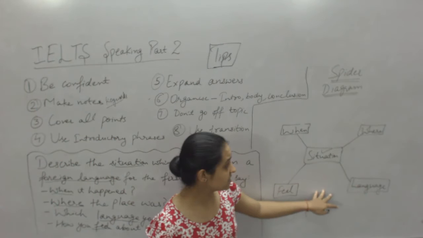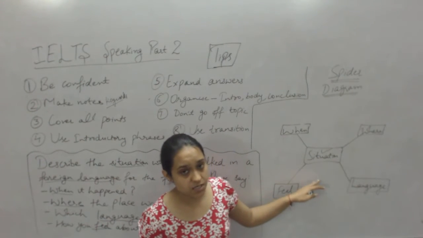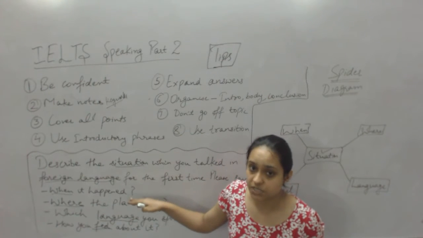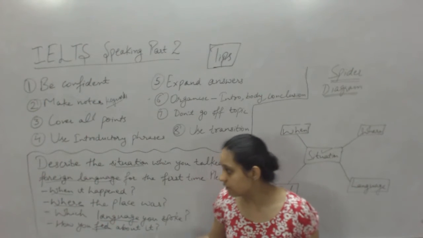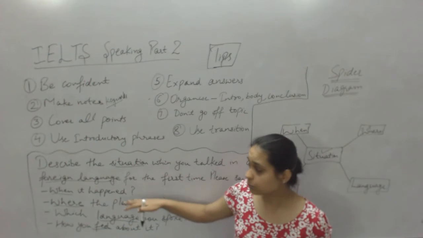This is the basic structure. You have to cover all the 4 points. But firstly, you should start with an introductory phrase, that what you are going to state. Then you can say, I'm going to talk about a time when I got a chance to communicate with the foreigner. Don't copy the cue card.